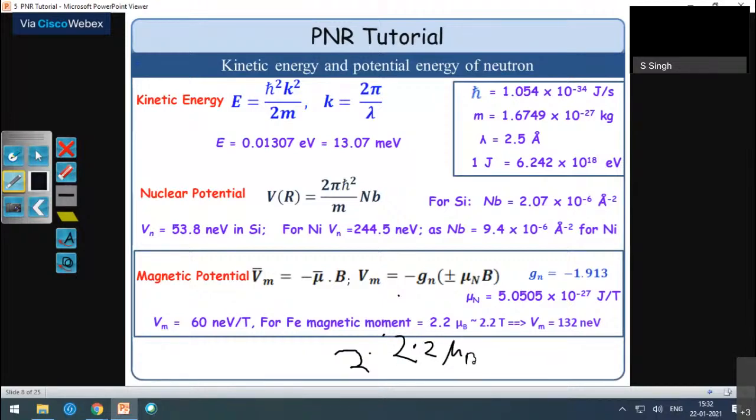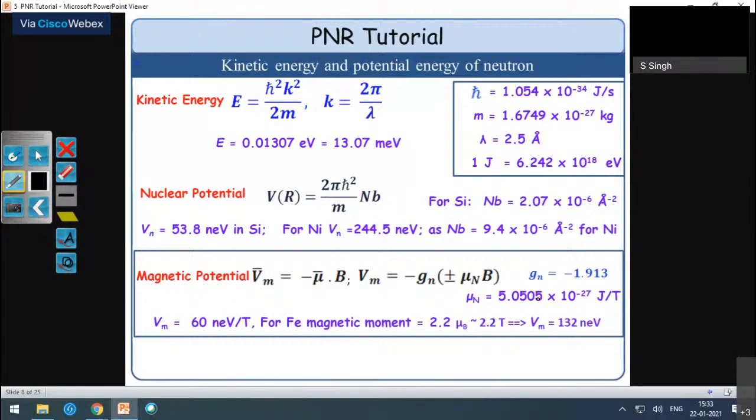So what I want to say here is, if you want to change this 2.2 mu B into tesla, you take 2.2 into the value of mu B, the Bohr magneton value. The Bohr magneton is a standard value, you can get it from any table, and then you multiply by the number density and by mu zero. If you calculate, this value comes out around 2.2 tesla. Now the potential seen by the neutron in the iron medium is mu n into 2.2 tesla.